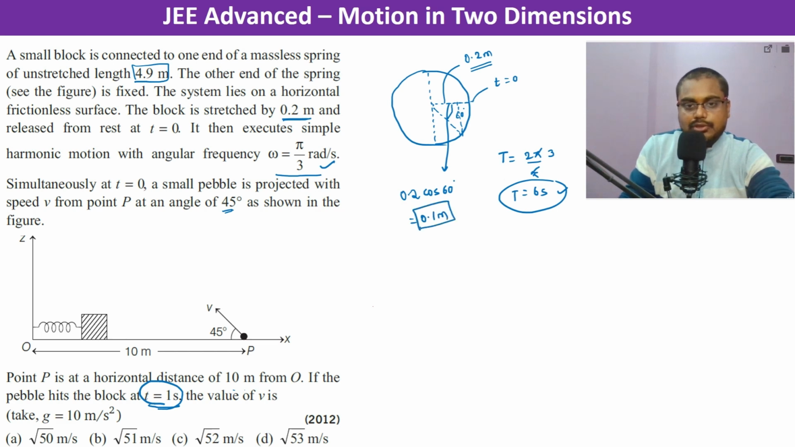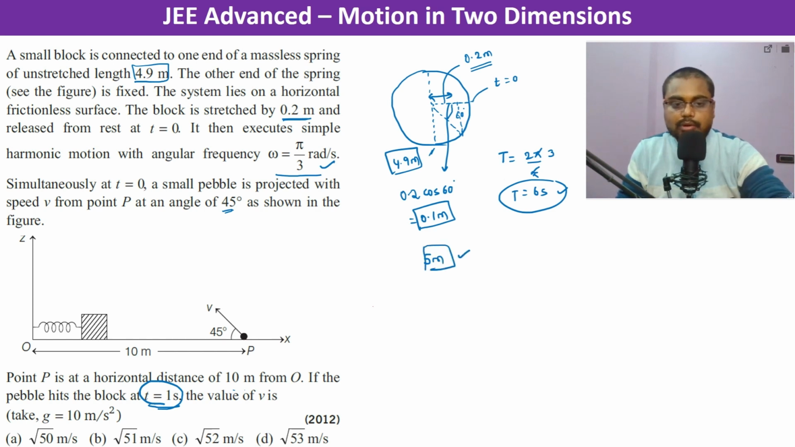Okay, so what was this? It was 4.9 meters, and with this 0.1 meter, at 5 meters the pebble is going to hit. When it is at 5 meters, it will hit somewhat like this.